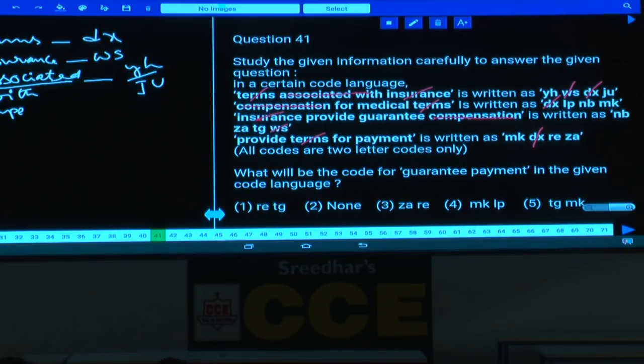is compensation. And what is the code common between these two here? LP, NH, MK. And what is the word common here? NB is the code which is common. And the code to the word compensation is NB.